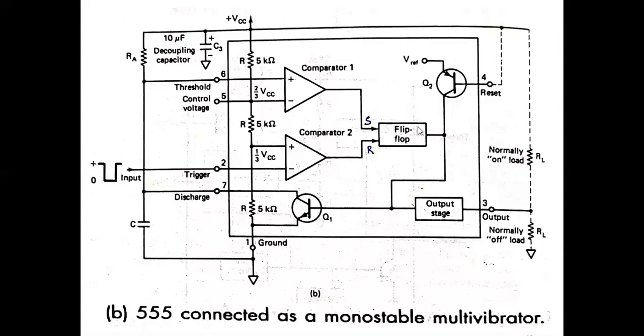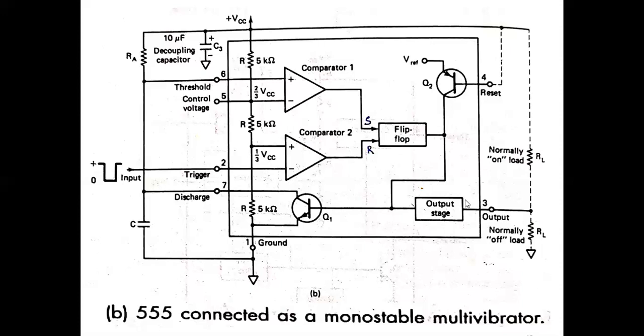I will once again repeat this. When the voltage across the capacitor is equal to 2/3 VCC, comparator 1's output (this is comparator 1, this is comparator 2) switches from low to high, and in turn drives the output to its low state via the output of the flip flop. That will make the output low.